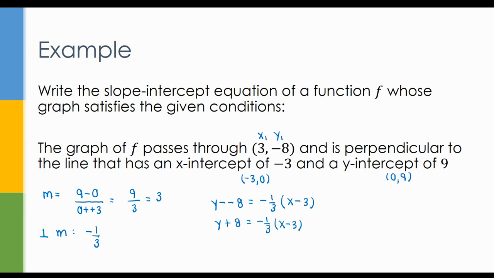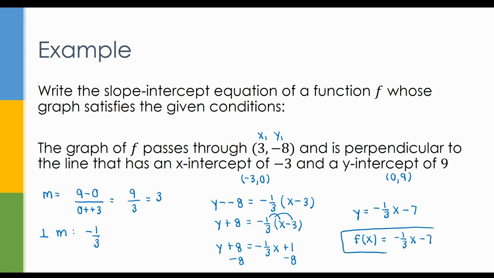We want to get it in slope-intercept form, so I'm going to distribute the -1/3. So y plus 8 equals -1/3 x, and this will now be plus 1. Then I'll subtract the 8 over to the other side. That gives me y equals -1/3 x minus 7. Once again, I am going to write it in function notation: f(x) equals -1/3 x minus 7.